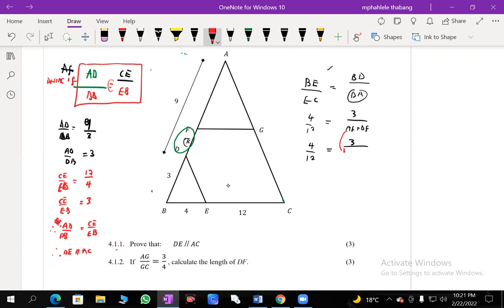What are we looking for? AF. What I'm talking about is the part AF, or the long distance from A to F. Once you say 9 minus FD, you are talking about AF. Then we give the answer for AF like this. Where you have AF, you change it to 9 minus FD. And then you still say DF.